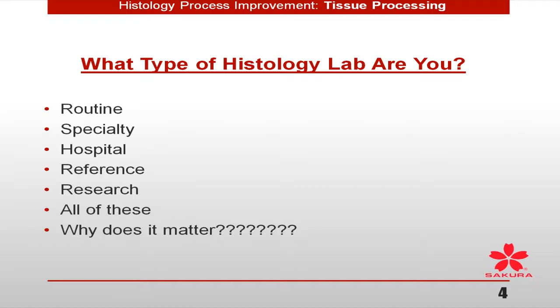The other thing you need to consider is what type of histology lab are you? One process doesn't fit all of us anymore. Would you consider yourself a routine lab? Specialty lab, hospital lab, reference? What type? What are you really trying to achieve once you receive that tissue sample? And it absolutely matters. You have to figure out what you're trying to achieve at the end point of your workflow, of your process, before you can really optimize what you need to do.